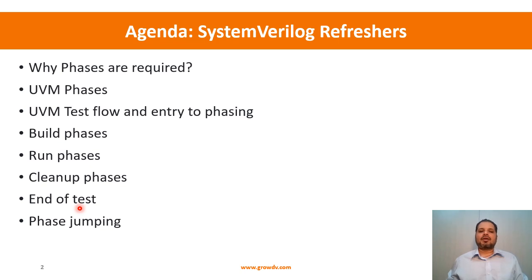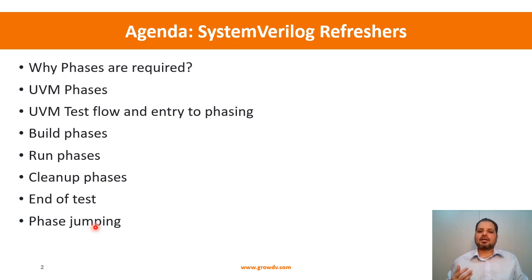And then we have a couple of special topics which directly relate to the phasing mechanism, called end of test and phase jumping. These are important. End of test helps us decide when to end the test. At its very simplest, we want to ensure that we have generated all the stimulus, and all the responses for that stimulus have come back from the DUT, and the test bench has had a chance to look at them. So that's when we want to end the test.